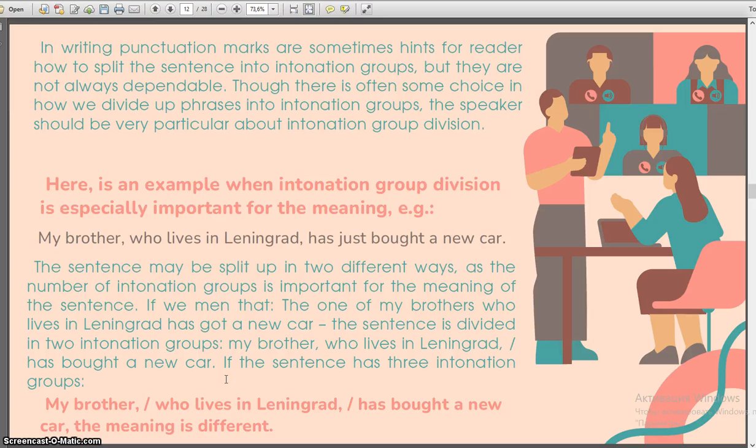My brother who lives in Leningrad has bought a new car. If the sentence has three intonation groups: my brother, who lives in Leningrad, has bought a new car, the meaning is different.